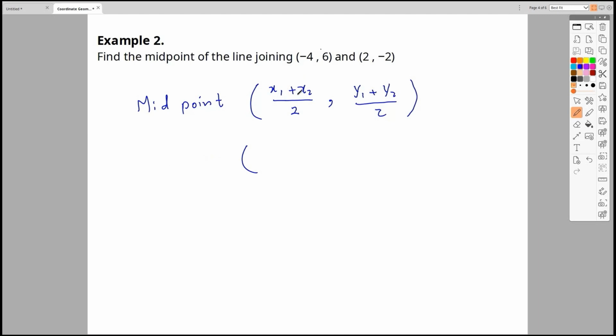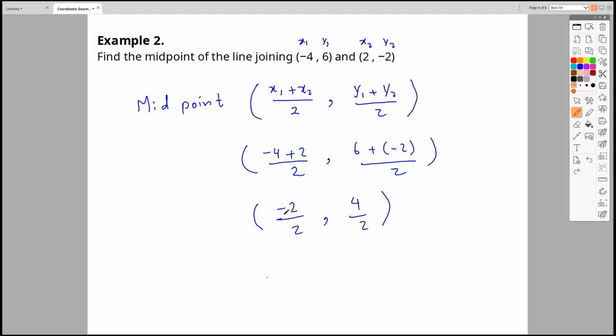So x1 plus x2, let's label it first. -4 plus 2 over 2. y1 plus y2 is 6 plus -2 over 2. So -4 plus 2 is -2 over 2, and 6 plus and minus will be minus, so 6 minus 2 is 4 over 2. So -2 over 2 is -1, 4 over 2 is 2. So the midpoint coordinates are -1 and 2. And this is the final answer.